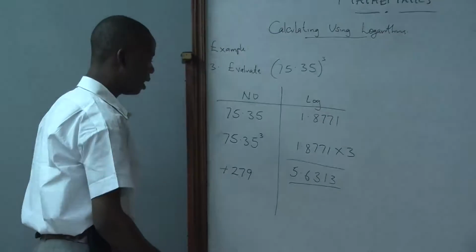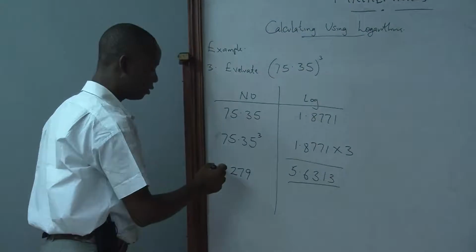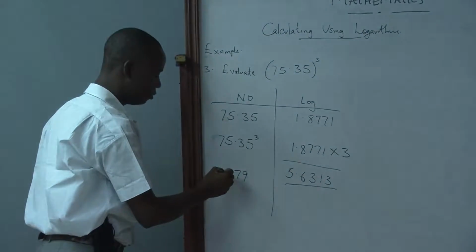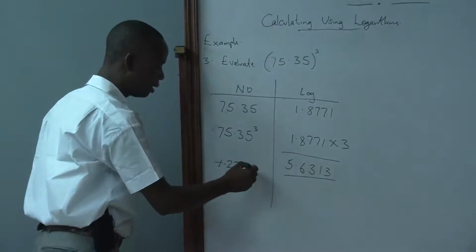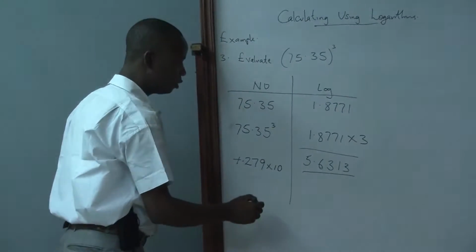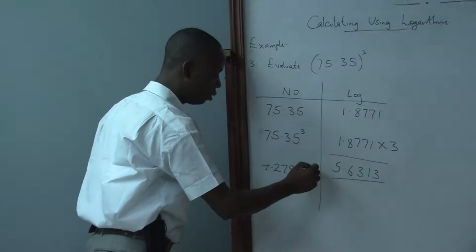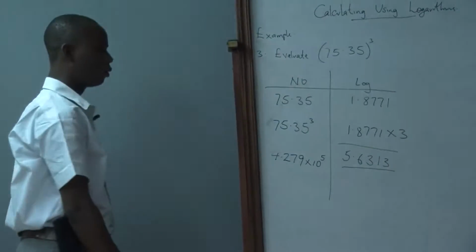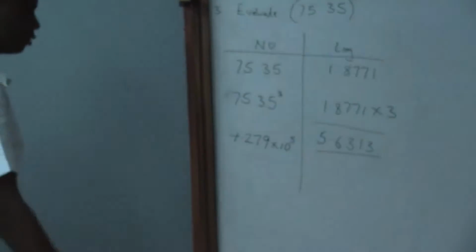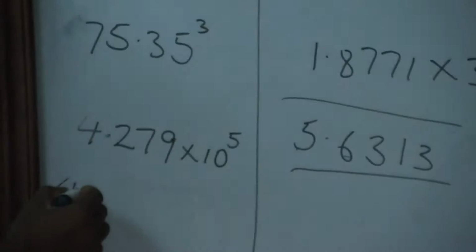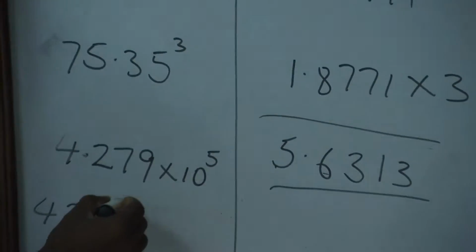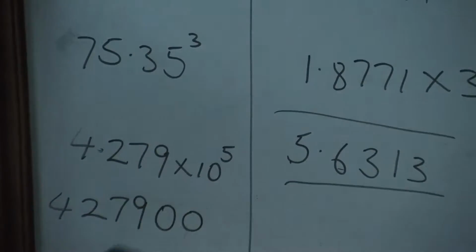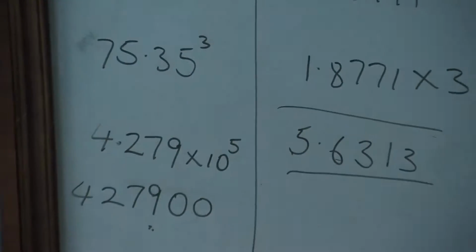To find the final answer, we'll write it in standard form. That is 4.279 times 10 raised to the power 5. This 5. So how do we write out this number? This number will be what? 42790. That's the final answer there.